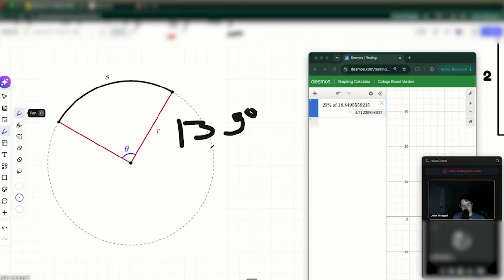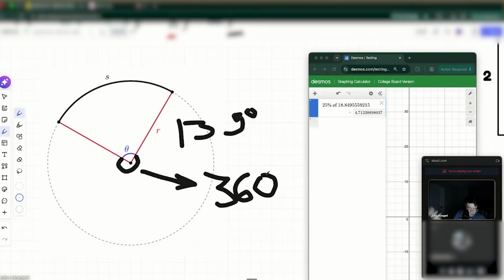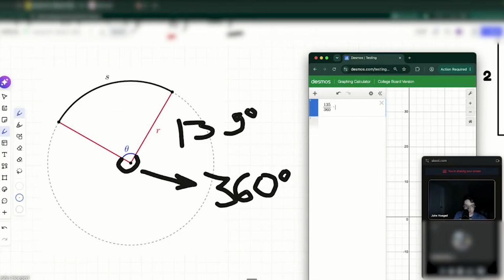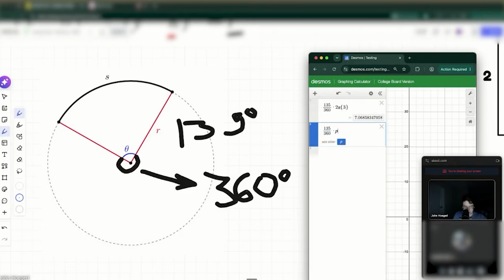So 135 degrees. Now, keep in mind, what this is saying is that the circle overall, if you count everything, the total amount of angles of the circle always is going to add up to 360 degrees. That's just something you can memorize. 360 degrees is the total amount of degrees in a circle. So if your friend ate 135 degrees, the logical thing we can say here is 135 divided by 360, and then multiply that by, let's say, 2 pi times 3. So that is the amount of crust. Okay, and if I want to do the area again, I could just do pi times 3 squared.